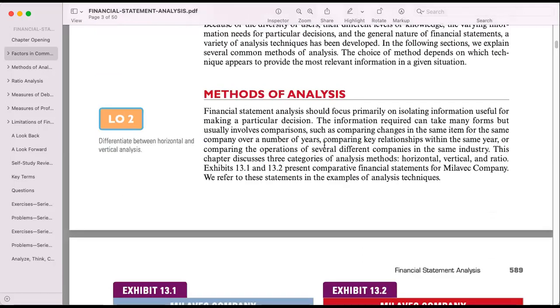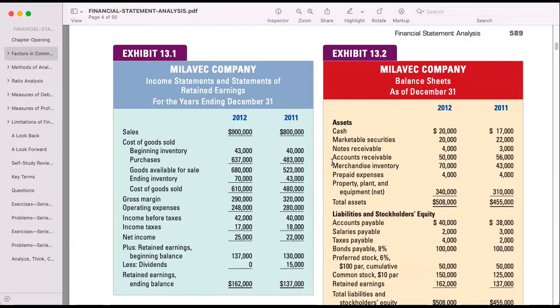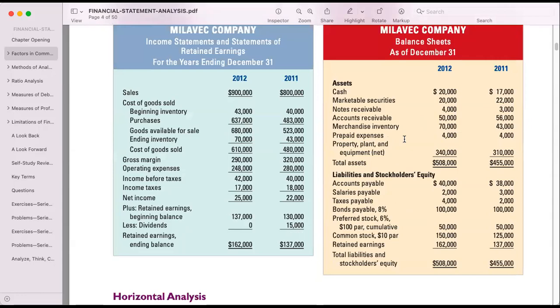There are three methods of analysis in financial statement analysis. We have the horizontal, vertical, and ratio analysis. Financial statement analysis would focus primarily on isolating information useful for making a particular decision. First, we have Exhibits 13.1 and 13.2: the financial statements of Melvick Company, involving the income statement and the statement of retained earnings. We also have here the balance sheet as of December 31, 2011 and 2012.